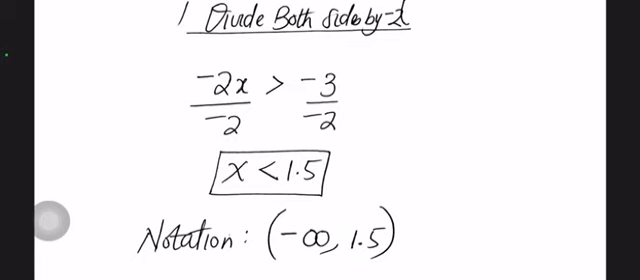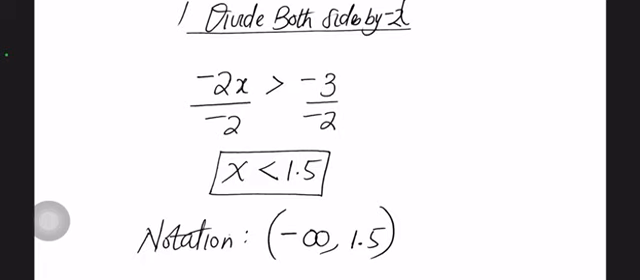So the values of x that are less than 1.5, the smallest possible value that is less than 1.5 is negative infinity. Because if you start going less than 1.5, you go to negatives, you keep going until you reach the biggest number ever. This one is negative infinity, or the smallest number possible is negative infinity.